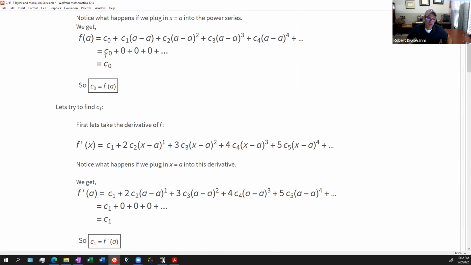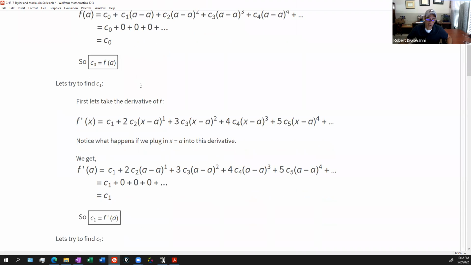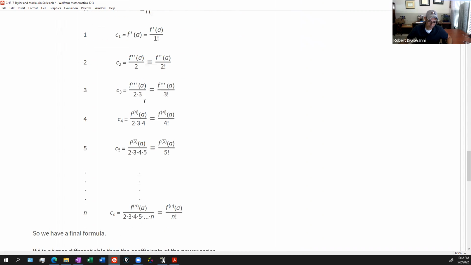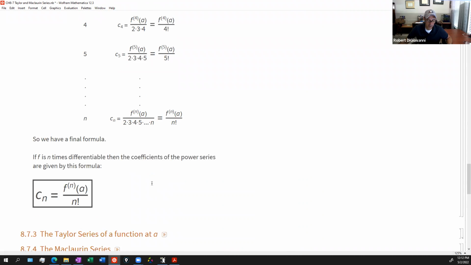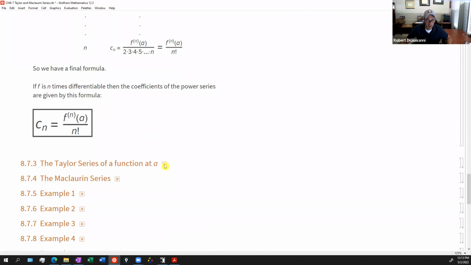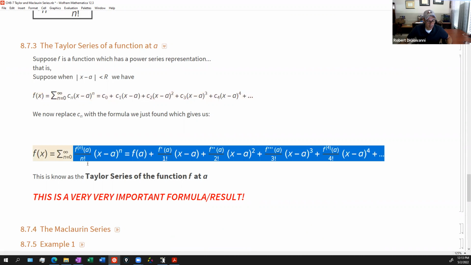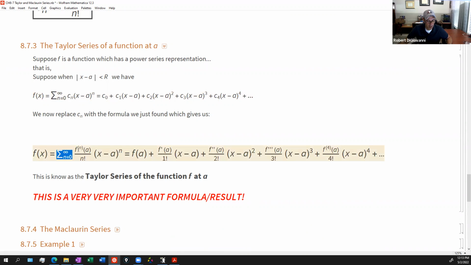Now I go through the same thing I just did with you. I went through that here in my notes and kind of established the pattern. There's the formula, and that gives you the final Taylor series. If we replace the C sub n with the formula, we get this right here. That is it.